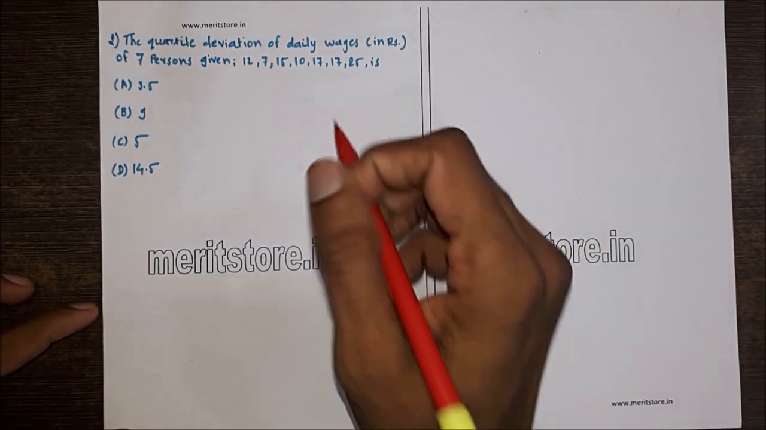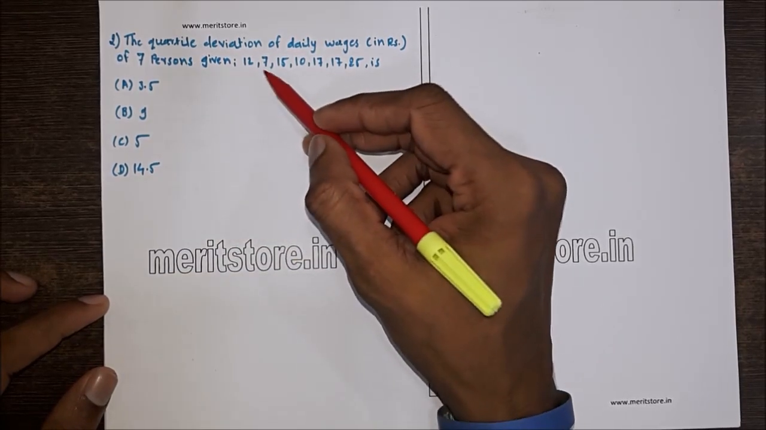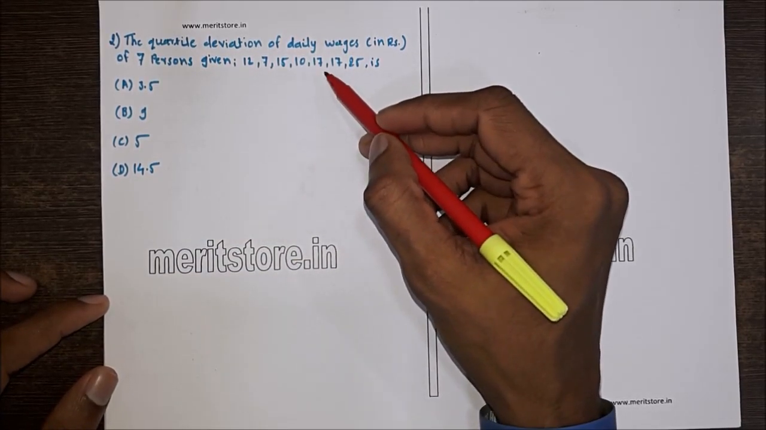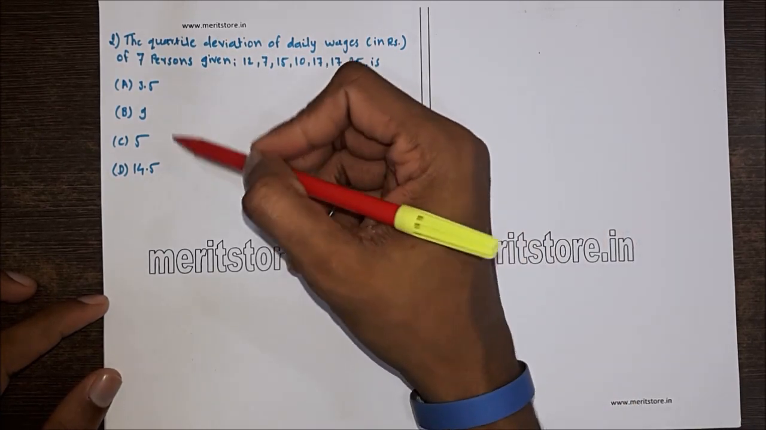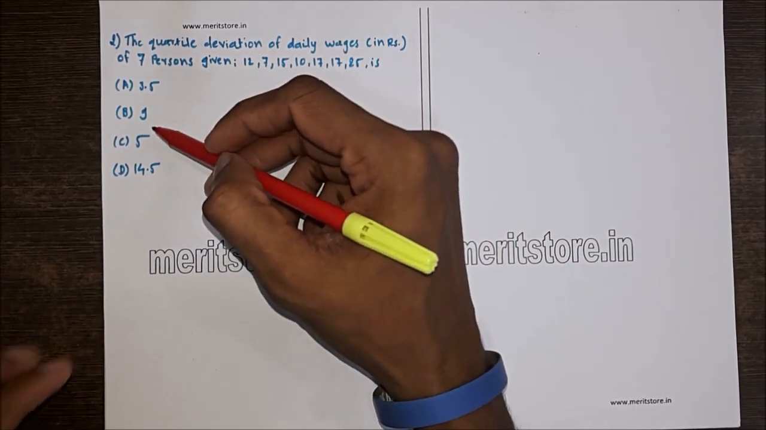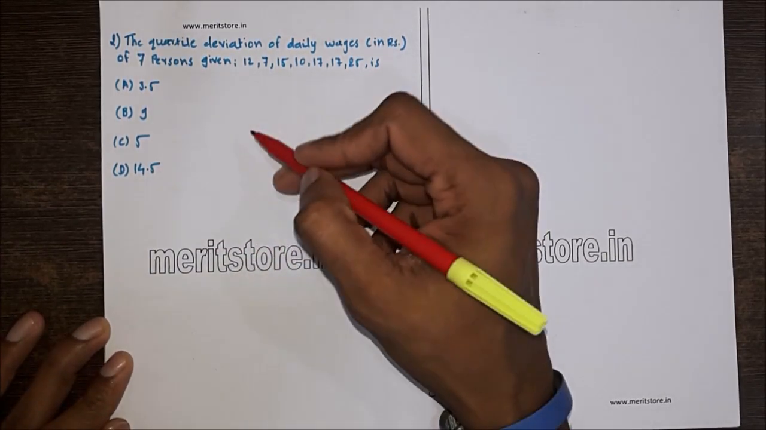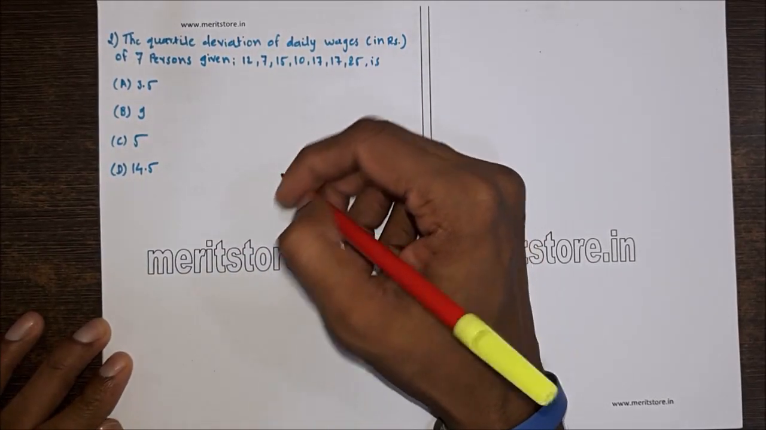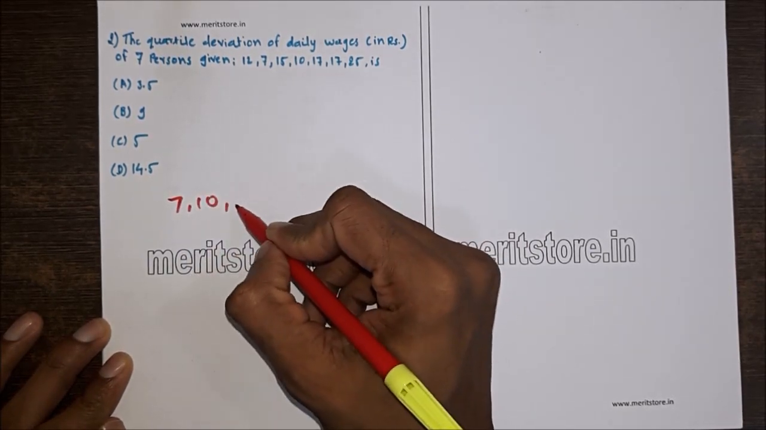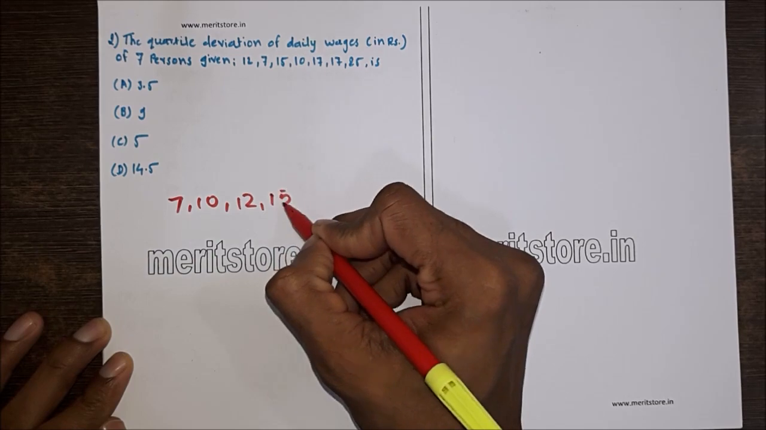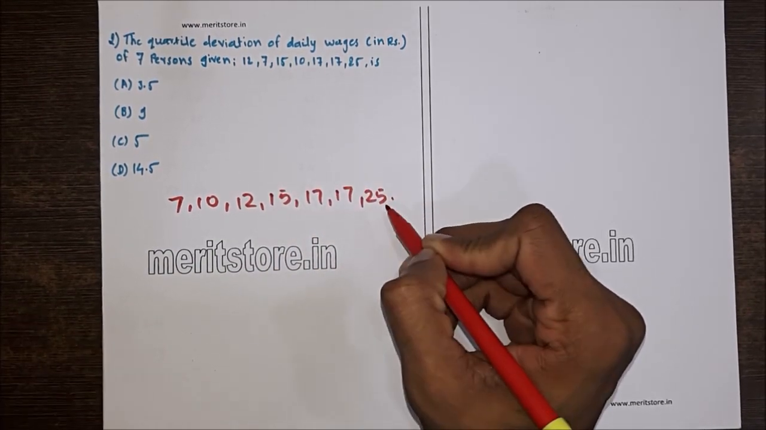Question 2. The quartile deviation of daily wages in rupees of 7 persons given as 12, 7, 15, 10, 17, 17, 25 is. We have four options: A 3.5, B 9, C 5 and D 14.5. The first step, we arrange the wages in ascending order. We get 7, 10, 12, 15, 17, 17 and 25.